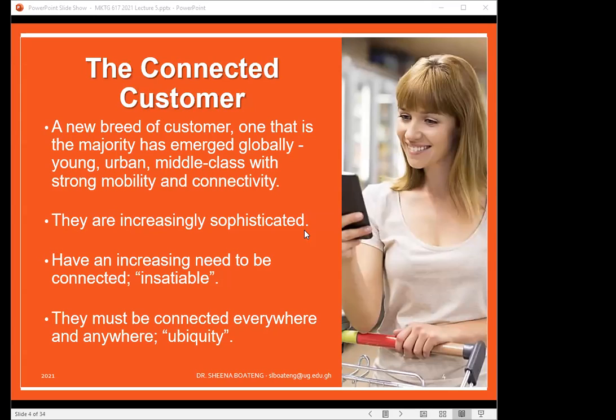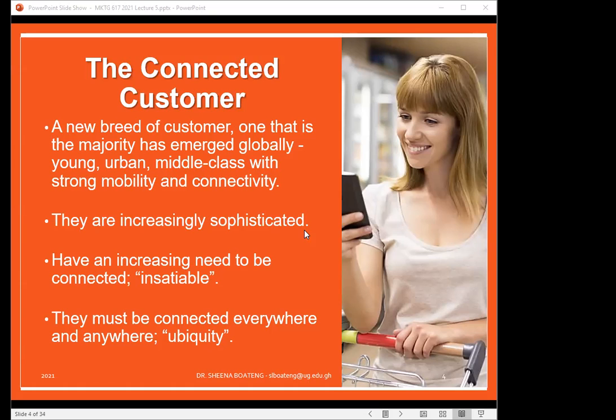Meaning that they are able to create unique consumption experiences for themselves, regardless of the location they find themselves in. And ultimately, like I mentioned, because they are middle class and are mostly found in the urban areas, they have access to the resources and infrastructure that help them to gain access to the internet and to stay connected. Hence, they have access to the almighty connectivity.